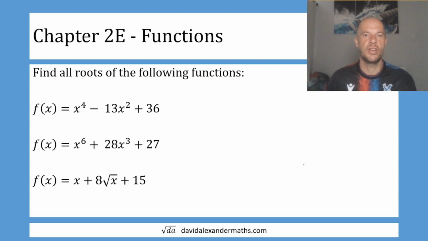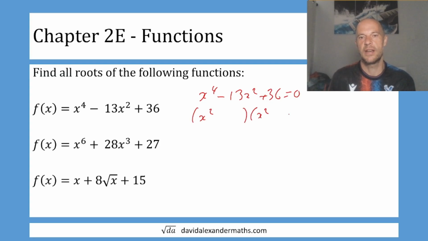Find all roots of the following functions. Okay, so we know that the roots are when the function equals 0, so that's x to the 4 minus 13x squared plus 36 equals 0. Now this is a disguised quadratic, so this will factorise to an x squared plus or minus something and another x squared plus or minus something.